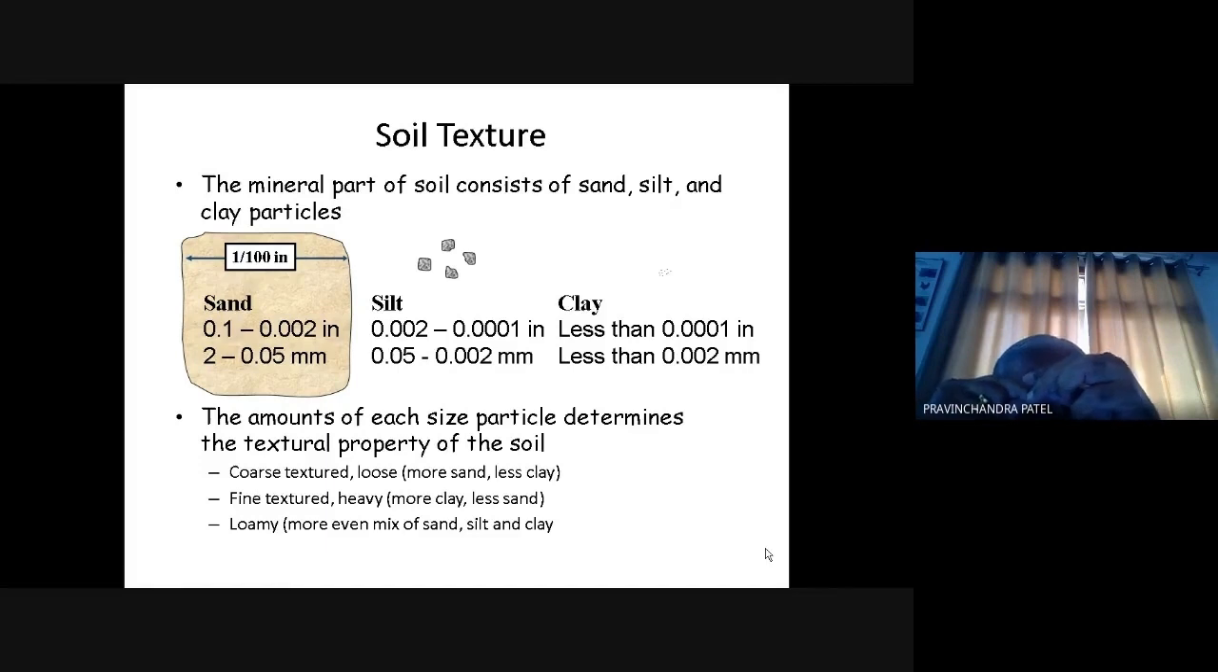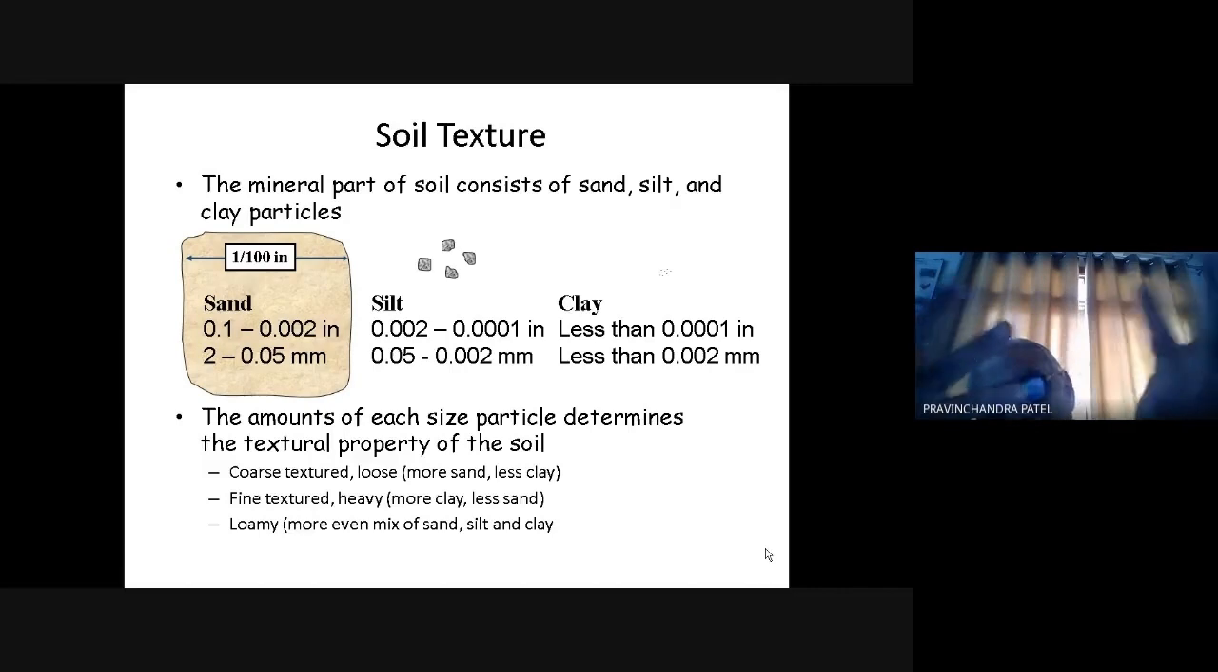Then loamy, more even mix of sand, silt and clay. Means equal portions of sand, silt and clay, 30 to 35% each, then it is a loamy sand. So it is a good soil.